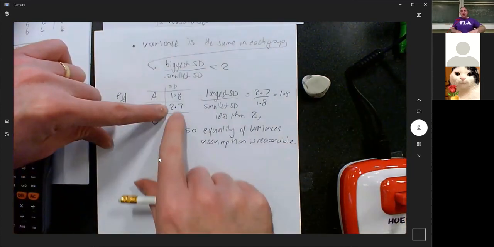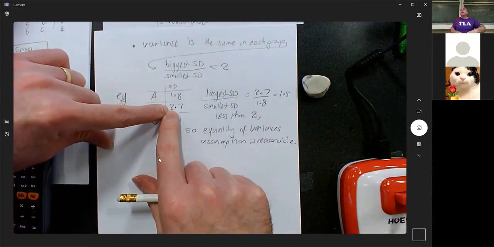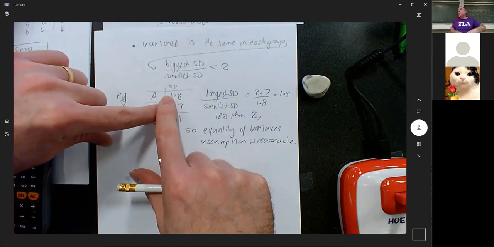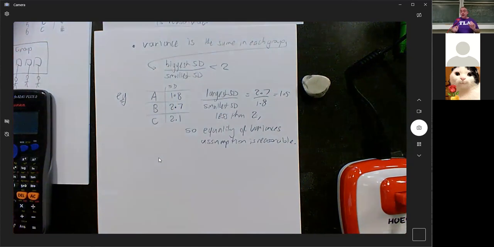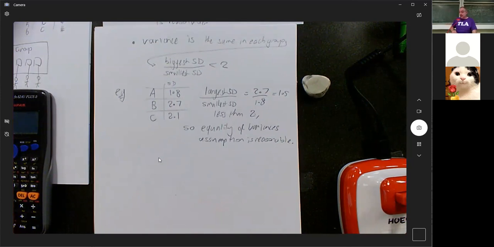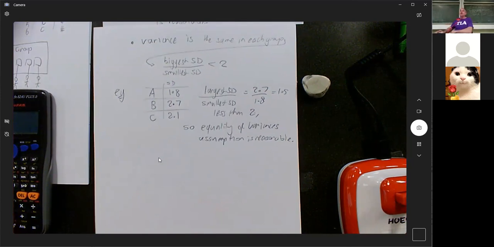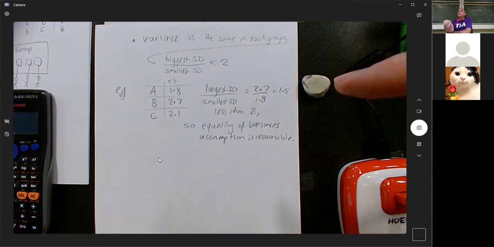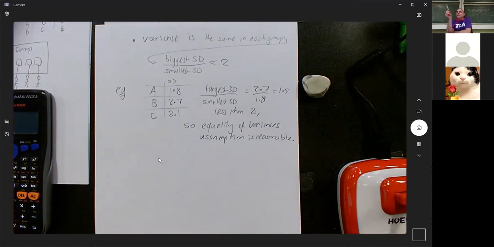But if this had been like 3.7, then it wouldn't have been reasonable, because 3.7 divided by 1.8 is just a little bit more than 2. There you go. That's what it is. Other courses, if you Google online how to check that assumption, they'll sometimes give you other things. There's a whole hypothesis test you can do. This is actually a hypothesis test as well. It's just that the number 2 is the value that gets you from bigger or smaller than 0.05.